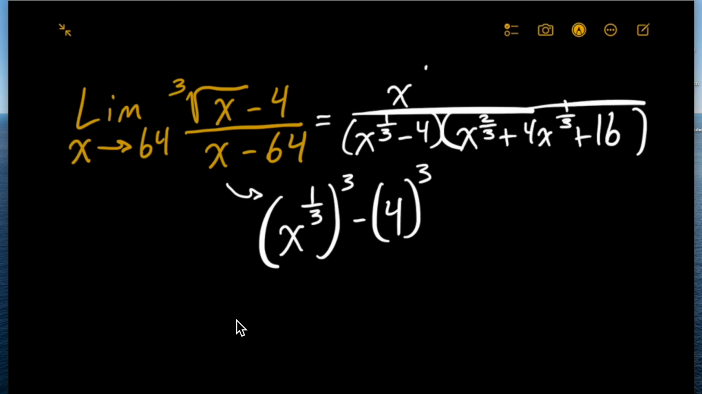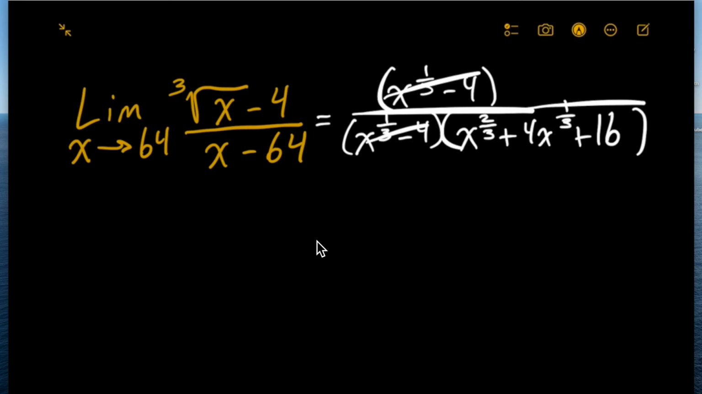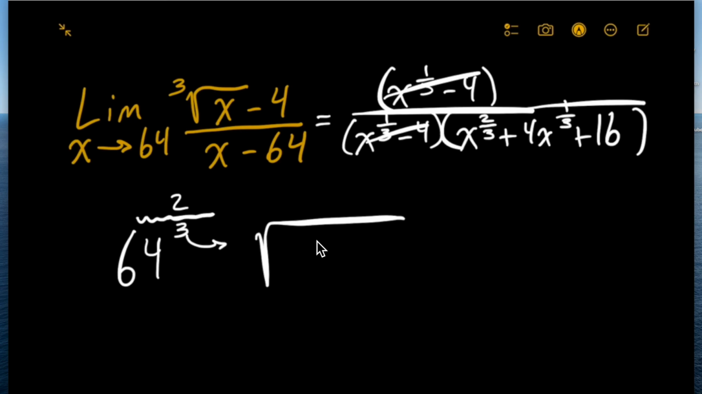And look what happens. These cancel. We now have a situation where we can plug in 64 into x and x. 64 to the 2/3 power. The way I remember it is the root is beneath the ground. So if you envision that fraction line as being the ground in a garden, the roots would be underground. So that's our root.